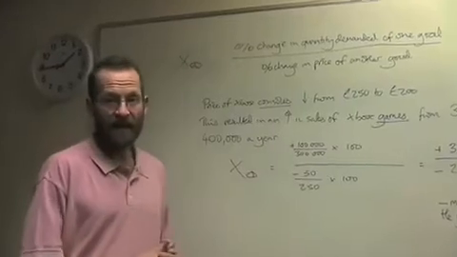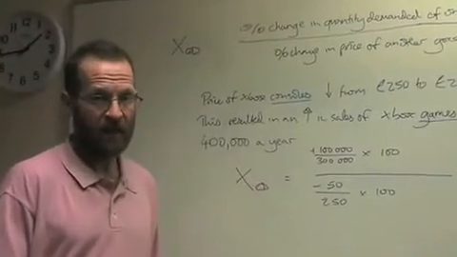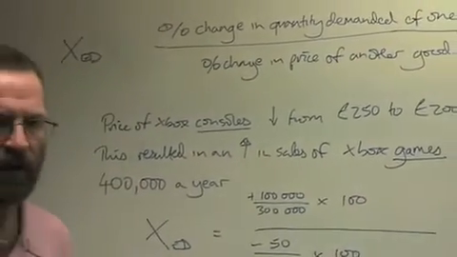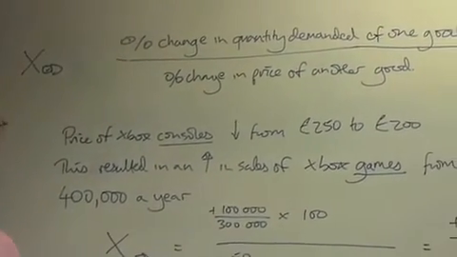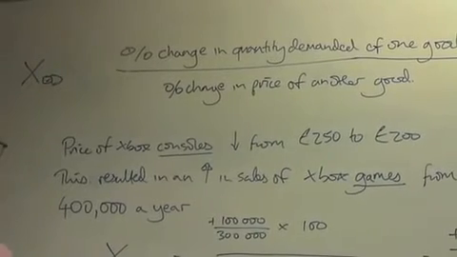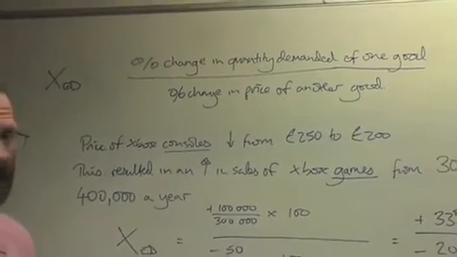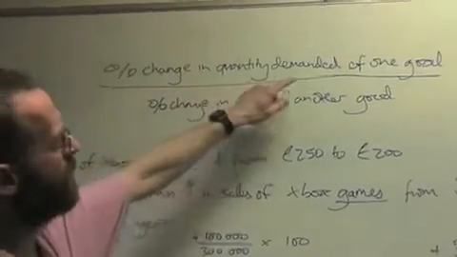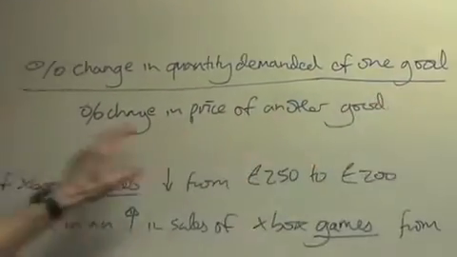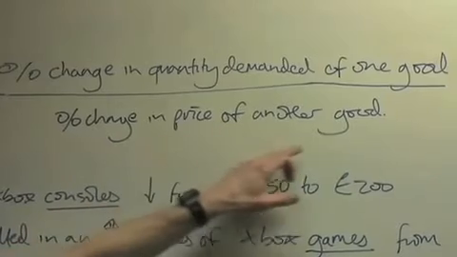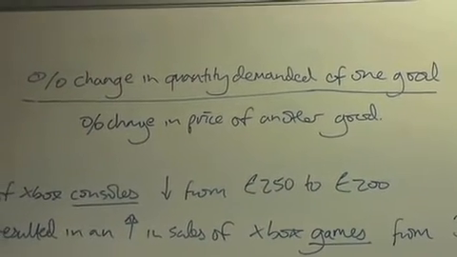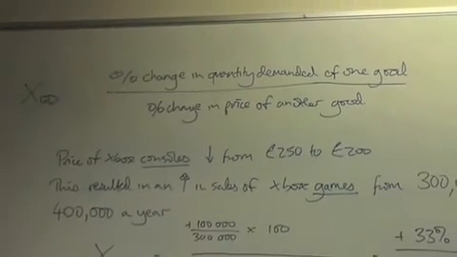The third elasticity is cross-elasticity of demand. This time what we're interested in is how demand for one product changes when there's a change in the price of another product. The two products are related. So the formula is percentage change in quantity demanded of one good divided by percentage change in price of another good. The example I'm going to do is between Xbox consoles and Xbox games.